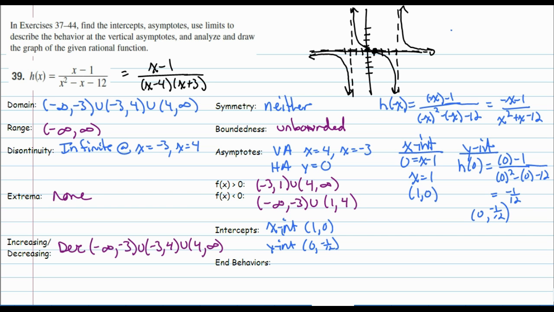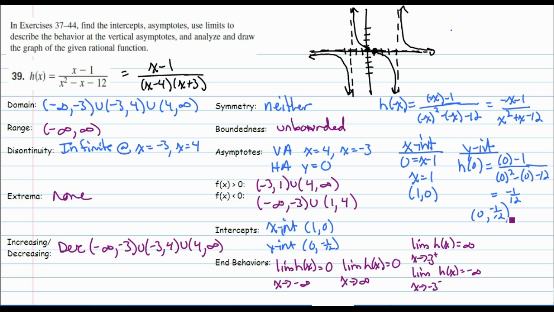There are 6 end behaviors to describe. The end behaviors for the horizontal asymptote: as x approaches both positive and negative infinity, the y values will approach 0. The left vertical asymptote is at the value x equals negative 3. As x approaches negative 3 from the left, the y values are going to go down to negative infinity. But as x approaches negative 3 from the right, the y values are going to go to positive infinity.